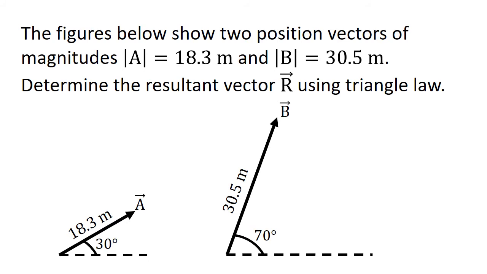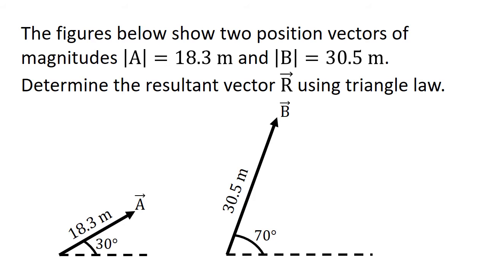The figure below shows two position vectors of magnitudes: for vector A, 18.3 meters, and for vector B, 30.5 meters. Determine the resultant vector R using the triangle law.